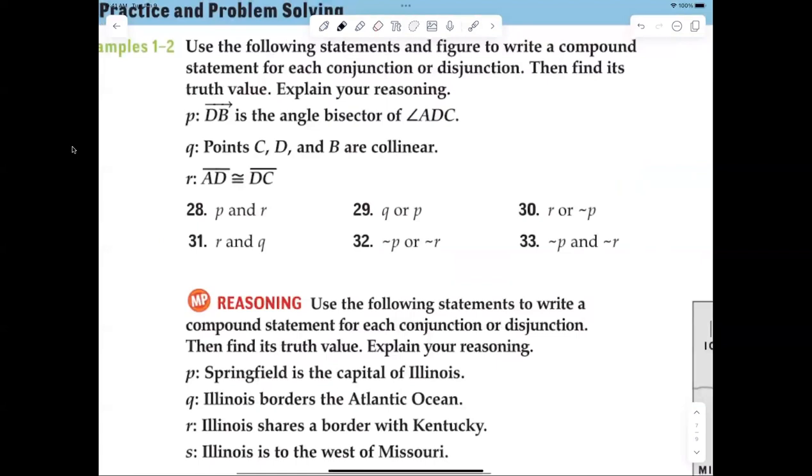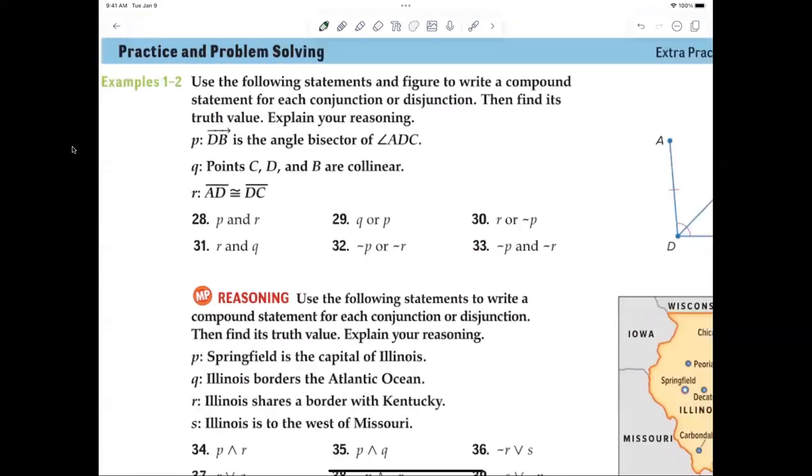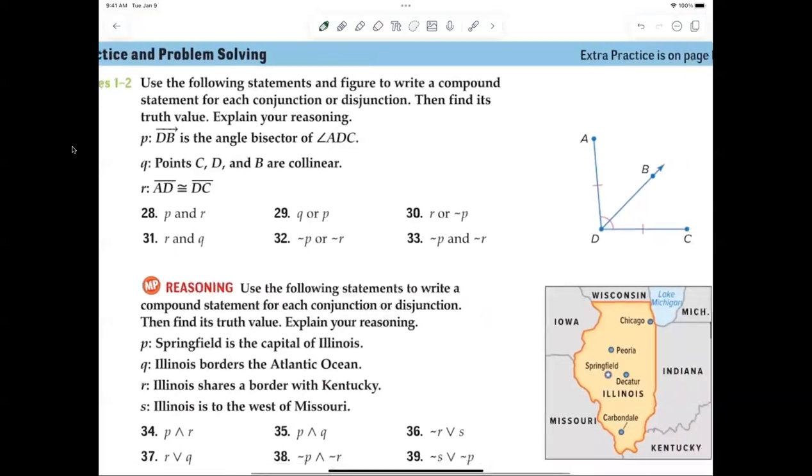What I like to do is determine the truth of each individual statement. DB is the angle bisector of ADC. That's true based off the figure. Do we agree? They're saying this angle is equal to this angle, so that makes it the angle bisector. That's how you mark a figure congruent.